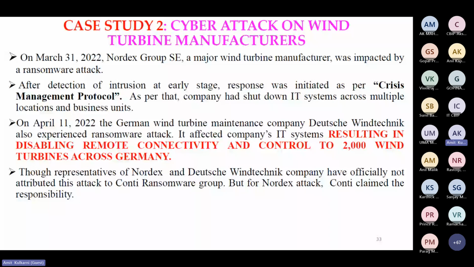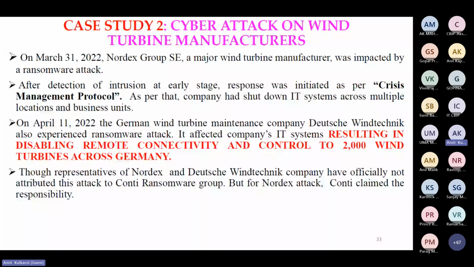So what happened in this case? On 31st March 2022, Nordex Group, again a German company, and all this happened, if you see, during the period when invasion of Russia on Ukraine had started. So you can say that there is something like a state sponsored thing seen, though it is not accepted or agreed or seen as accepted globally, but there is a point in saying it.